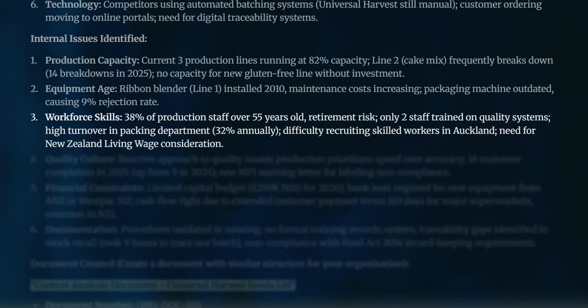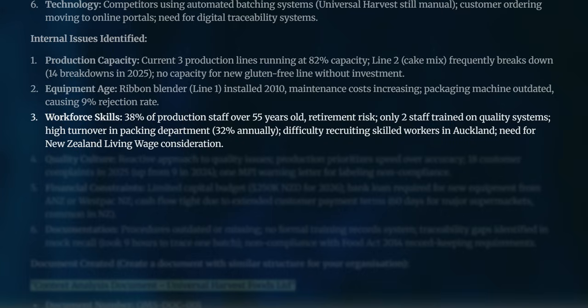The third internal issue is workforce skills, as identified by our exemplar company here. The workforce skills: 38% of production staff are over 55 years old, so there is a retirement risk, and only 2 staff are trained on quality systems, and high turnover in the packing department with 32% turnover annually, and difficulty recruiting skilled workers in Auckland, and need for New Zealand living wage consideration.